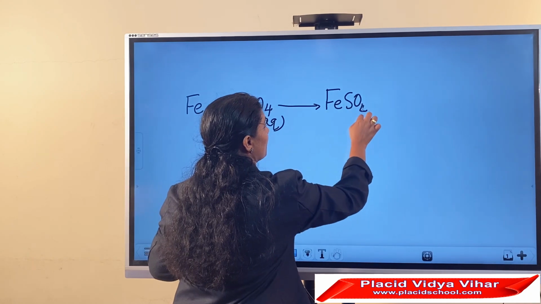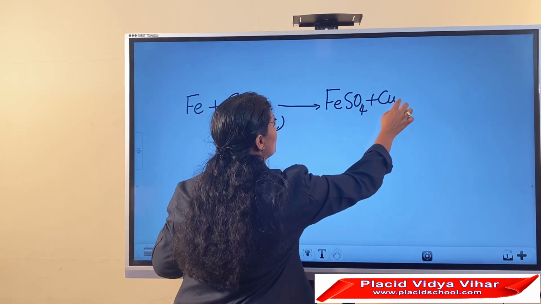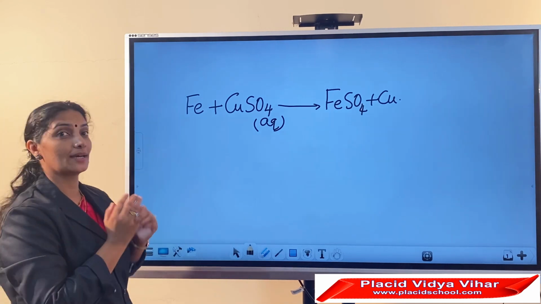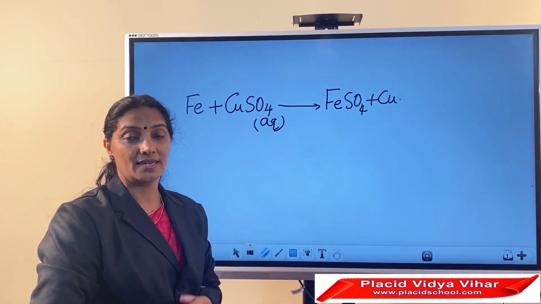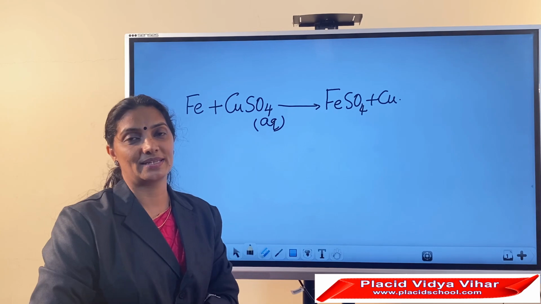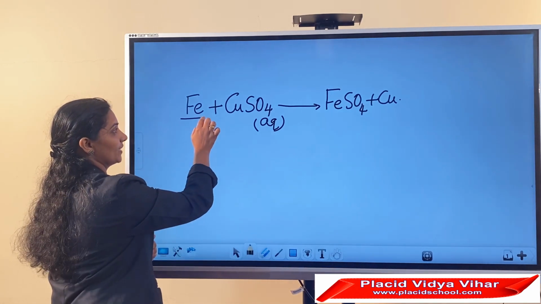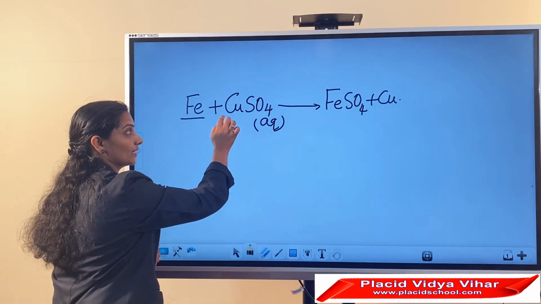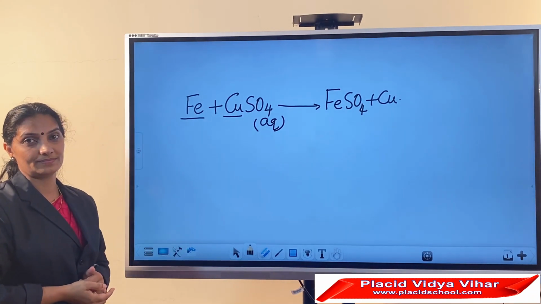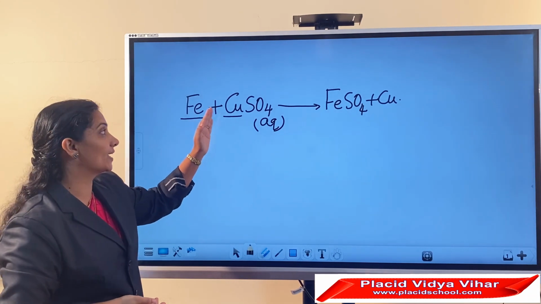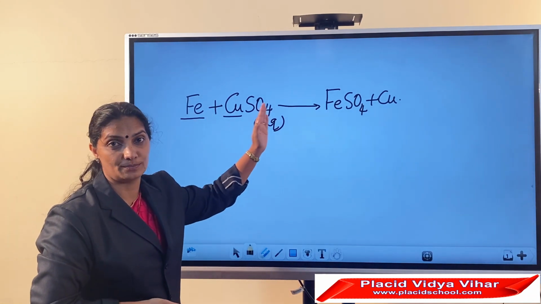FeSO4 and copper metal. What happens in this case? Here we have two metals. Which are the two metals in this case? One is iron and the other one is copper. Iron and copper. One is in the free state while the other is in the compound form.